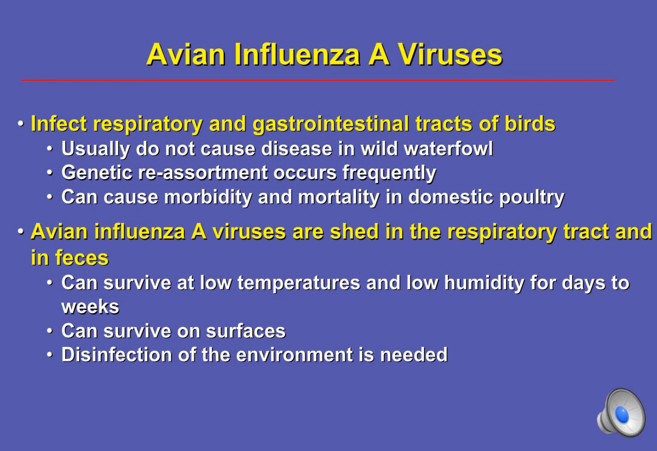Avian influenza A viruses are very concerning. They infect the respiratory and GI tract of birds. They usually don't cause disease in wild birds. However, the genetic reassortment occurs frequently, and they can cause morbidity and mortality, especially in domestic poultry, which is why there have been so many mass slaughters of domestic poultry in the last few years when they have been infected with avian influenza. And they're shed in the respiratory tract and in the feces of birds.